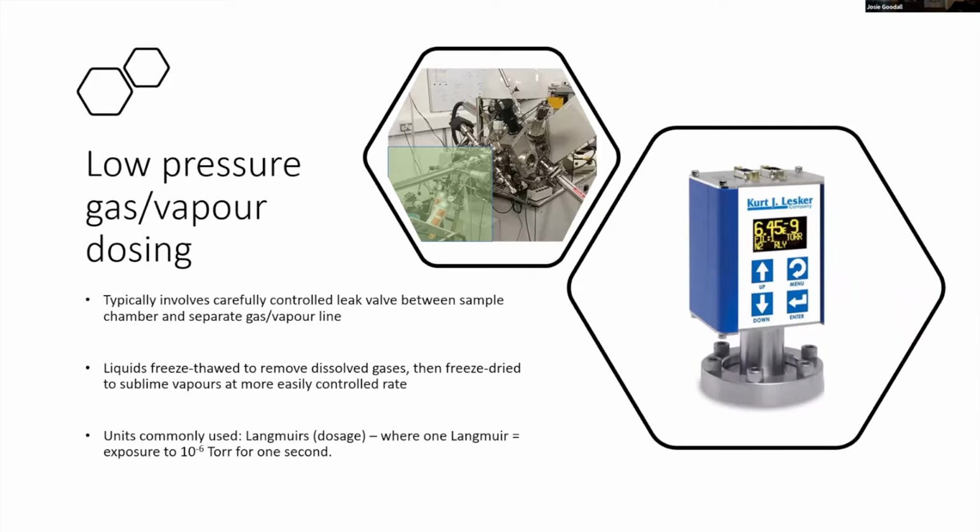For those of you that aren't scientists or aren't familiar with the terminology, one of the common units in these kinds of experiments is a langmuir, and this is semi-quantitative really. One langmuir is equal to 10 to the minus 6 torr per 1 second. But if you've done the experiment, you know it's quite difficult to accurately control what the pressure is. So they are a good guide, not necessarily perfectly quantitative.